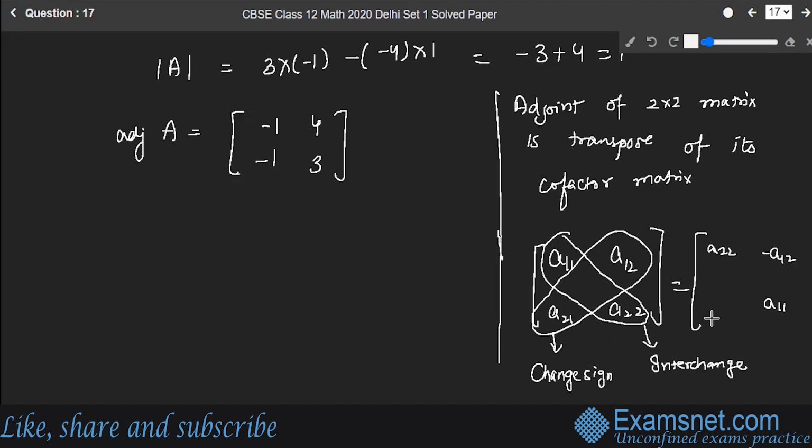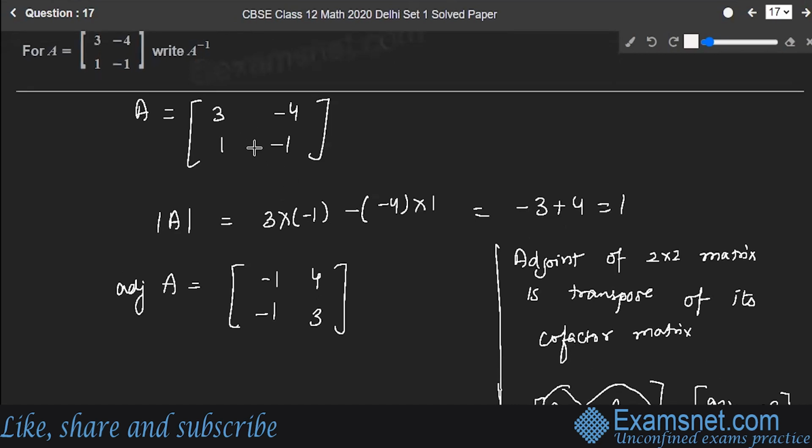So minus A12, this is minus A21. According to that, you have the adjoint, because A was equal to this. So 3 and minus 1 interchange their positions over here, and 4 and 1, minus 4 and 1, they interchange their signs. Hope you understood how I got the adjoint of A. There's a very easy way without wasting any time.